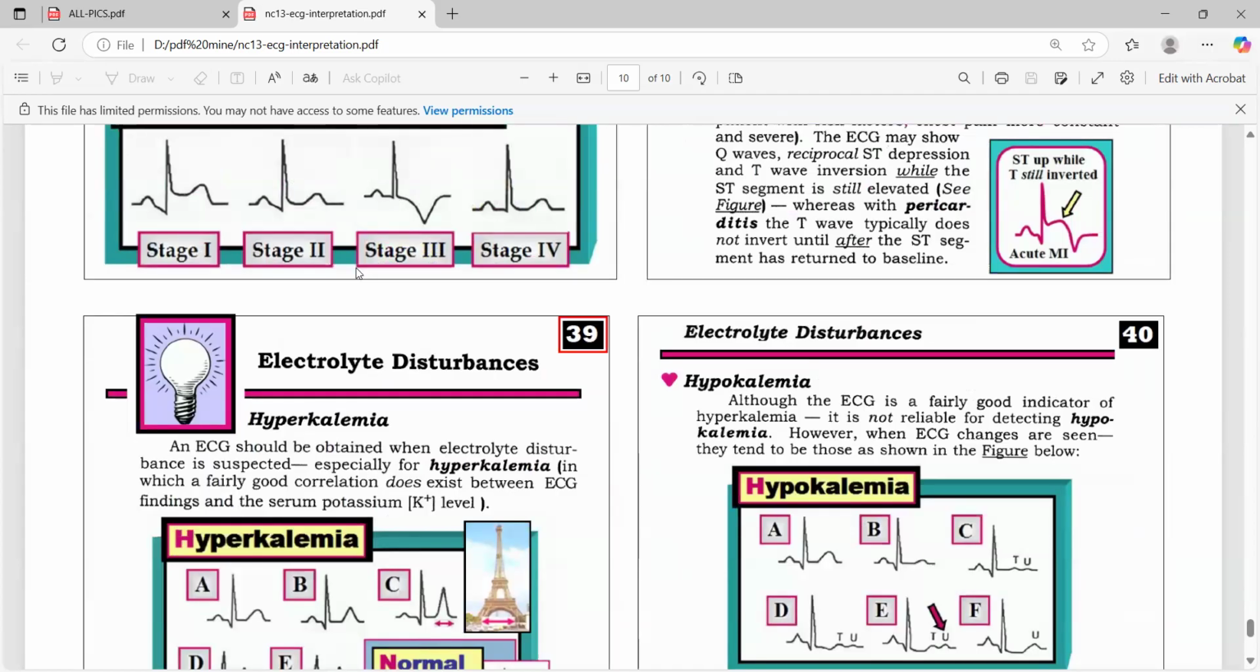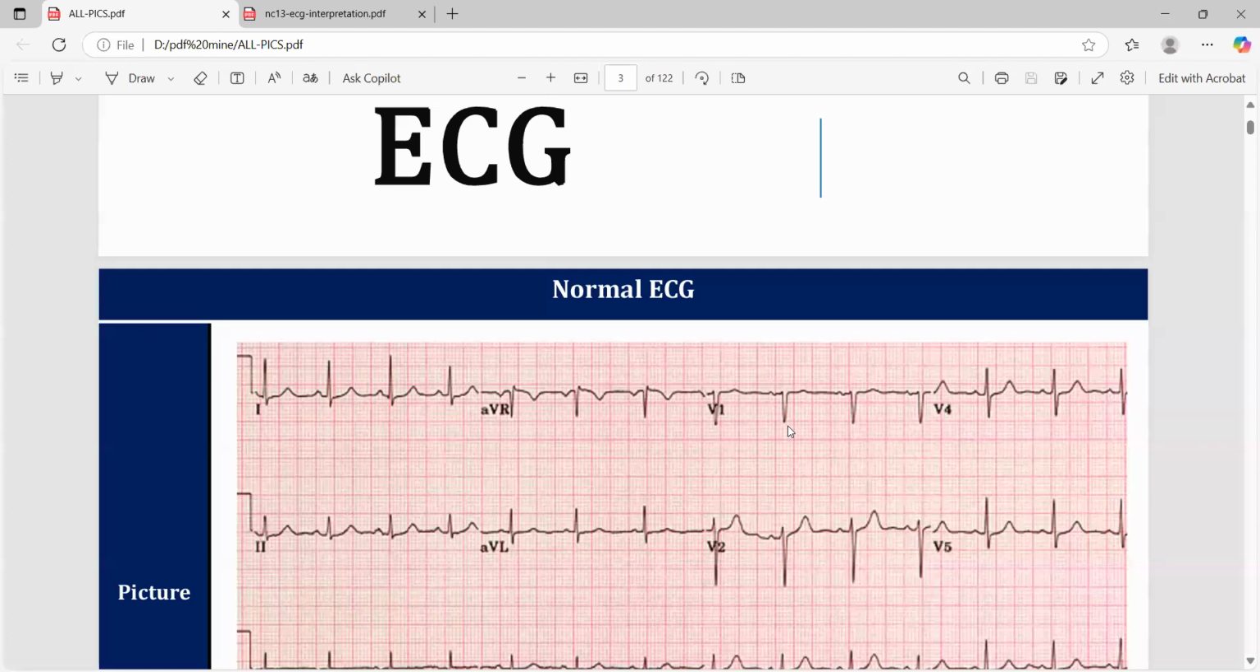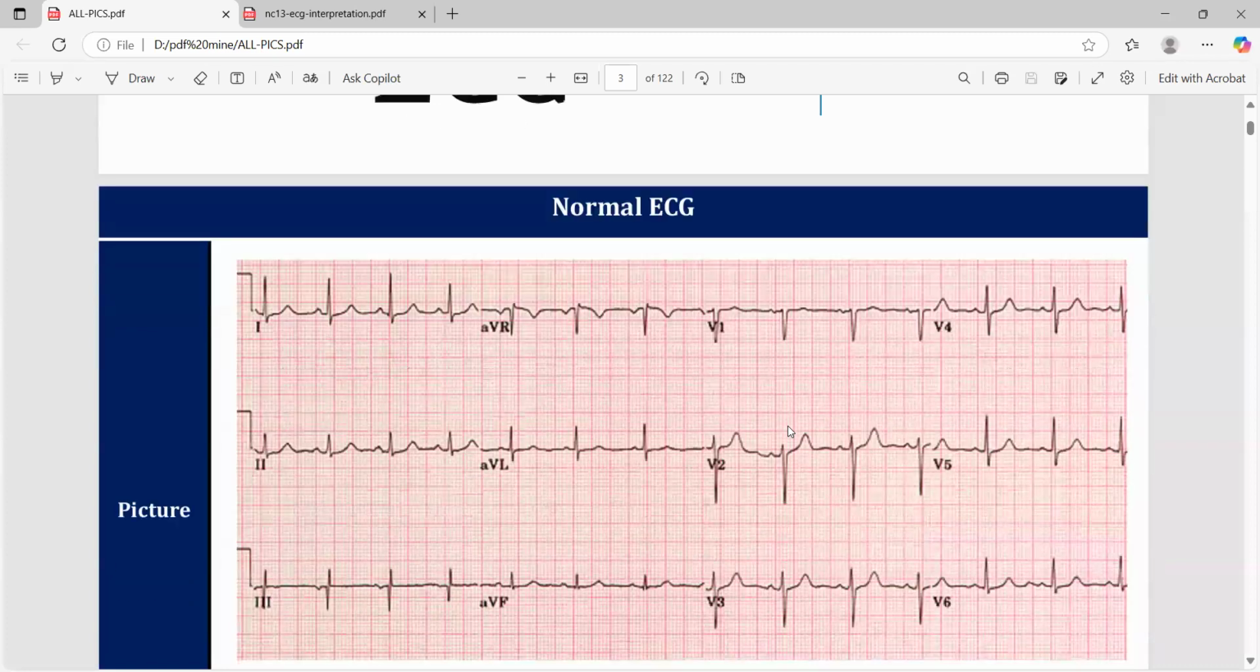I think they did not put the blocks here. We'll do the blocks from a different place. Okay, so let's do a little bit of a quick review from pictures. So this is basically a normal ECG. As you can see, I just leave it here for this one.